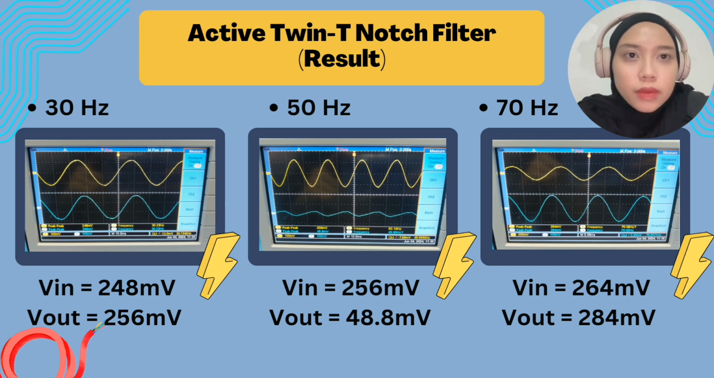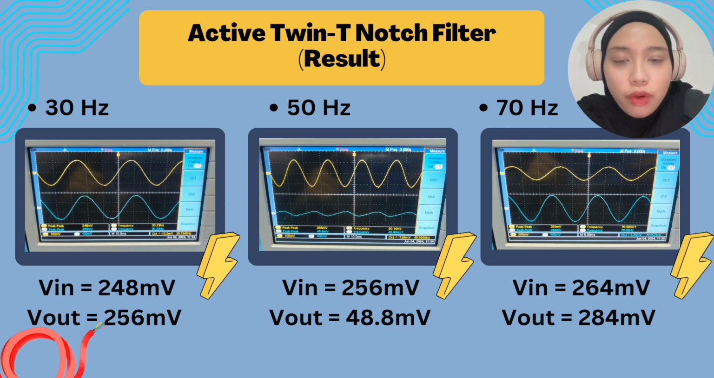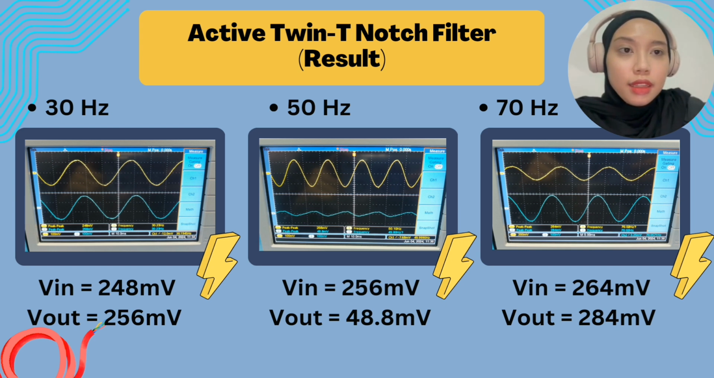This is a comparison of the output values between three testing frequencies, which are 30 Hz, 50 Hz, and 70 Hz, the frequencies before 50 Hz and after 50 Hz that were applied. At 30 Hz, we can see the output voltage of 256 mV is higher than the input voltage, which is 248 mV. This is because the filter is actively reducing the voltage at 50 Hz, and 30 Hz is below 50 Hz, so the filter is not functioning yet.